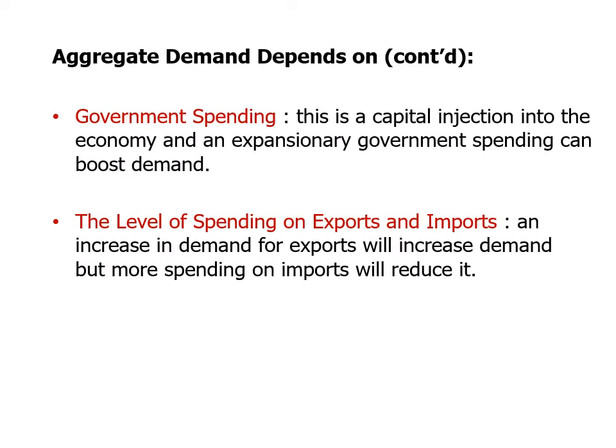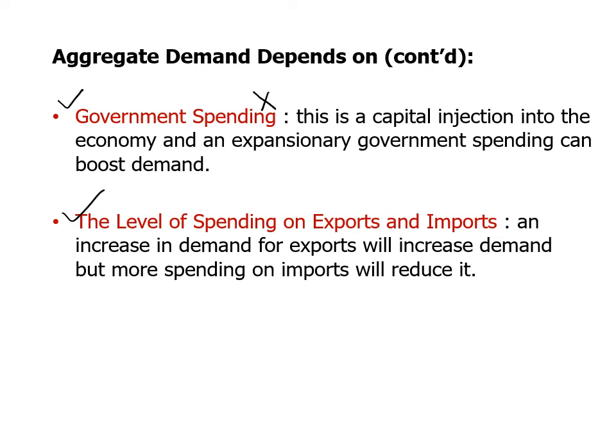Aggregate demand also depends on government spending and the level of exports and imports. Let's start with government spending. So government spending is a capital injection into the economy, and expansionary government spending can boost demand. How? Say the government is expanding spending on schools, hospitals, bridges, right? So they're creating more jobs, they're spending more money. That will filter into the economy and boost demand.